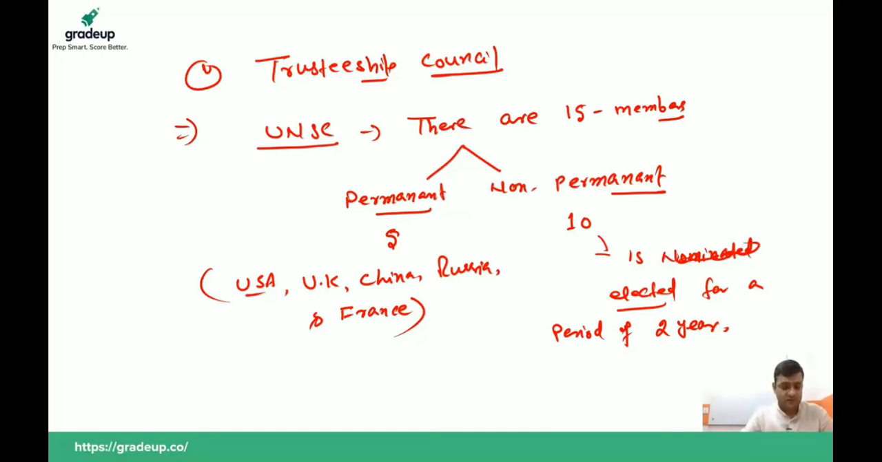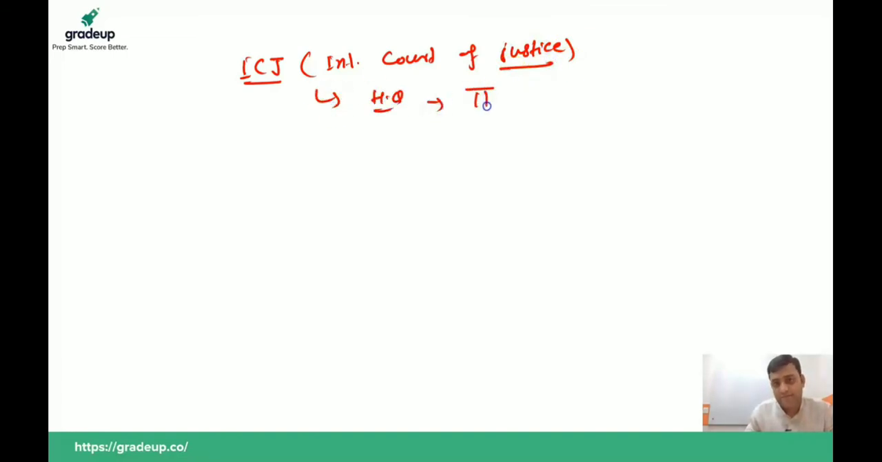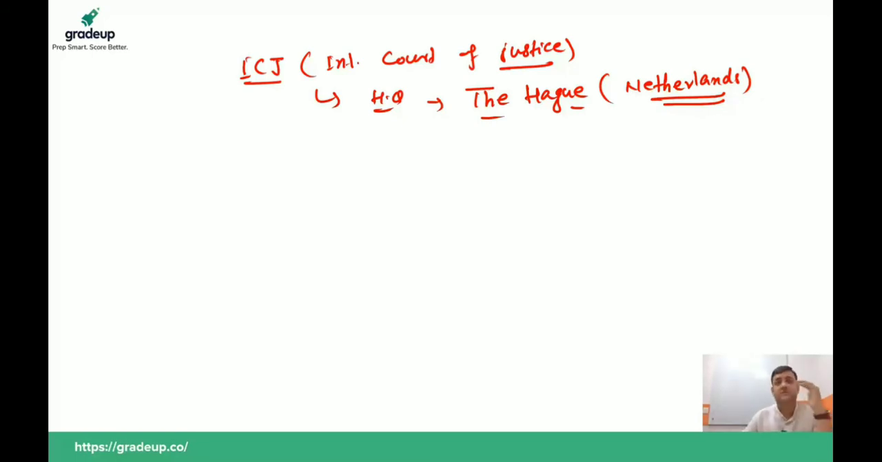And remember one thing, the ICJ, which is part of the UNO, the International Court of Justice, is headquartered at The Hague, which is in the Netherlands. The Hague is the part of the Netherlands where we have the headquarters of the International Court of Justice. Don't forget this organization, ICJ. It is headquartered at The Hague, Netherlands. This is most important.